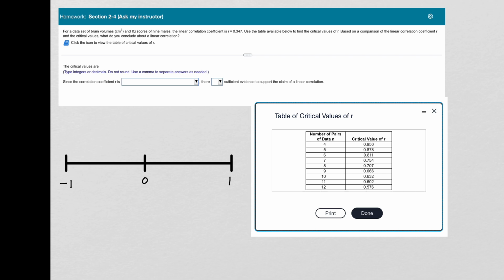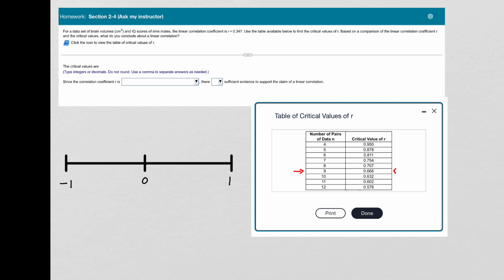Now, when we are determining the strength of a linear relationship, we have to know the number of pairs of data, because the more pairs of data we have, we can see in the table, the lower the critical value of R needs to be in order to say that there's a strong linear relationship. In this problem, we are told that n is equal to 9. The number of data pairs is equal to 9. So I'm going to look at 9 pairs of data.